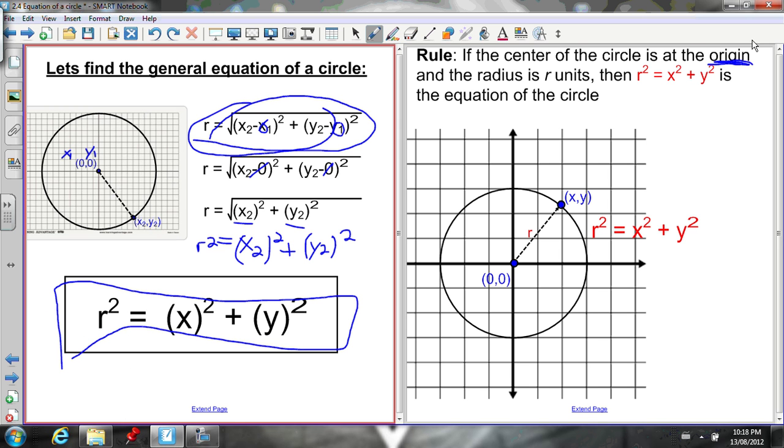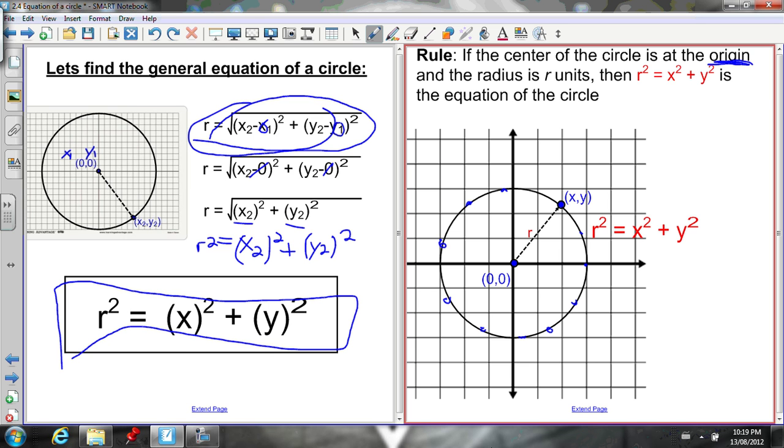But when a circle is centered at the origin and the radius is r units, then r squared is equal to x squared plus y squared. All we're going to be working with right now is circles that are centered at the origin. So what you want to take away: radius squared equals x squared plus y squared. R stands for the radius, and x and y stand for the coordinates of all the points on this circle. So every coordinate on the circle will satisfy this equation. Let's go ahead and work with that.